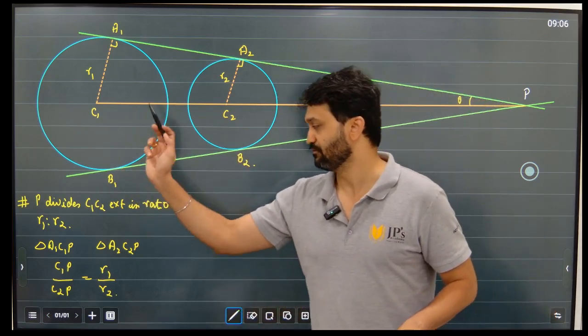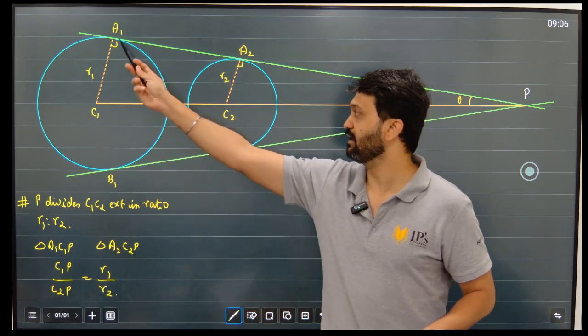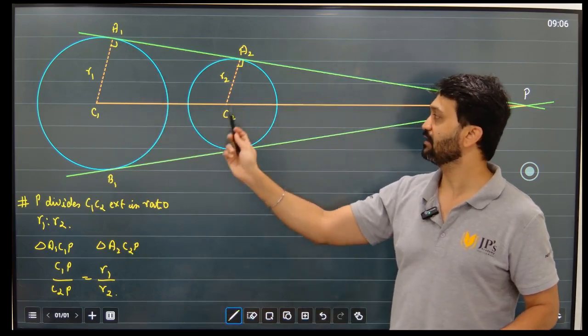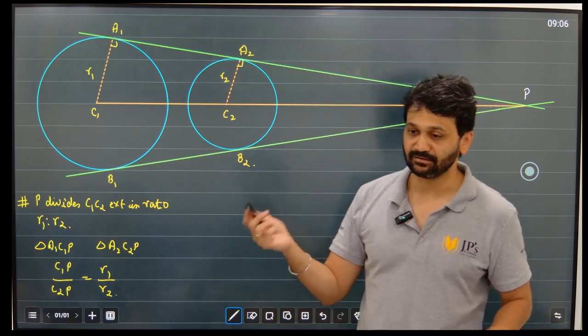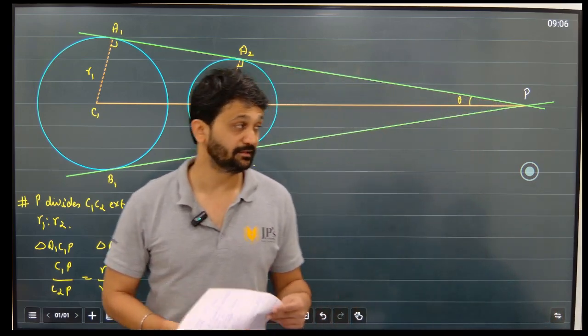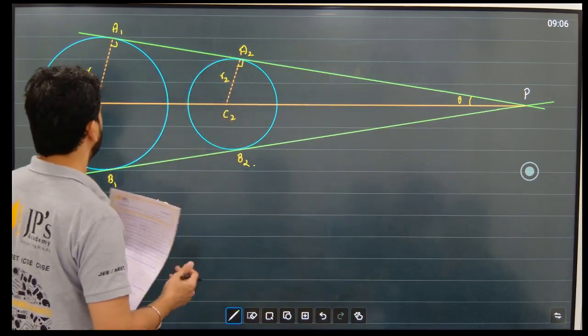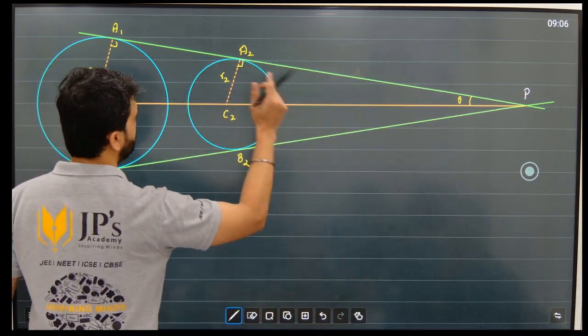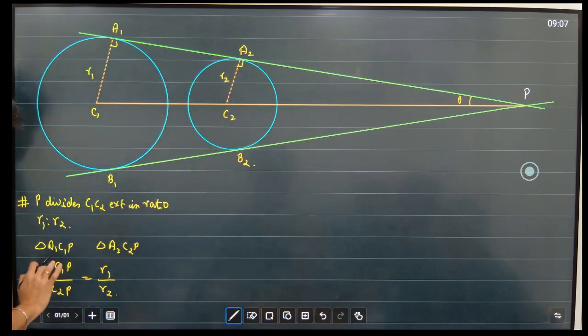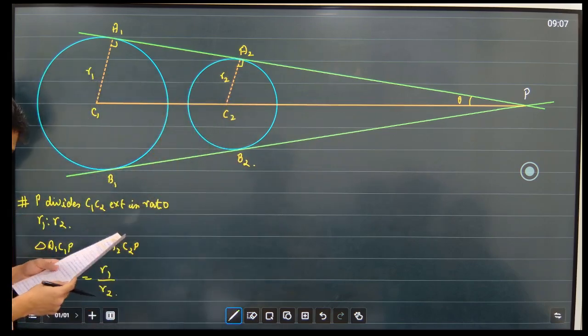In other words, if you still don't understand this, in triangle A1 C1 P and triangle A2 C2 P, since they are similar triangles, with 90 degrees and a common angle here, C1P upon C2P is equal to R1 is to R2.